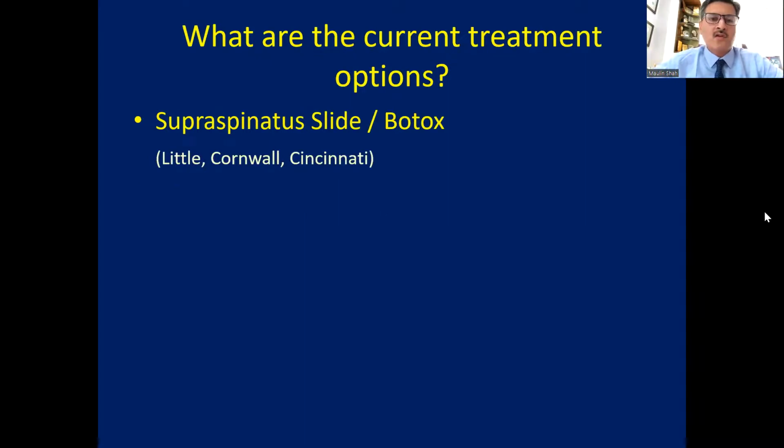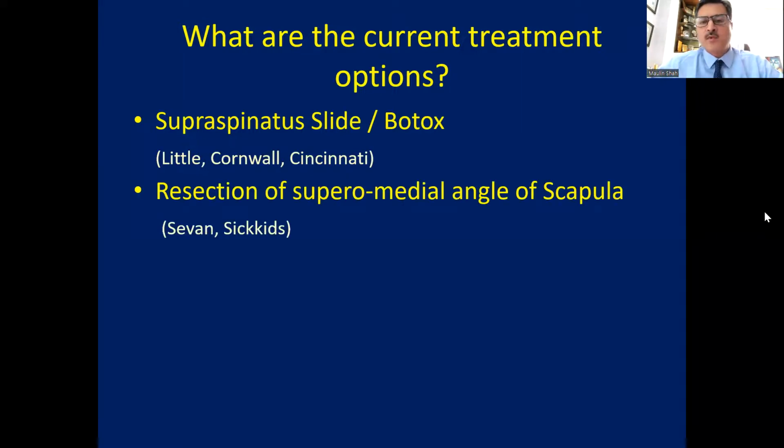Different surgeons across the globe have suggested different ways. Supraspinatus slide or Botox has been suggested by Kevin Little and Cornwall from Cincinnati. I have done it many times and I have failed to correct the abduction contracture. The reason is very obvious: there is not only muscle but also capsular contracture and bony deformities. So with just a supraspinatus slide, we cannot correct it. And the supraspinatus is a very important abductor and stabilizer of the shoulder, so by doing a slide, we might be abnormally hampering shoulder function. So that is not a very good option. Resection of the superomedial angle of the scapula is done by Sevan from Sick Kids.